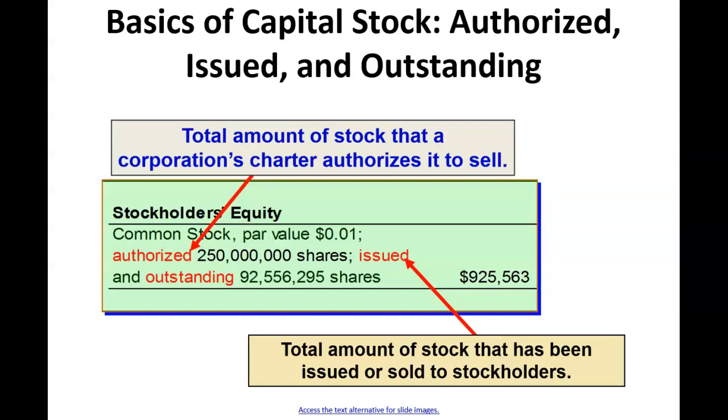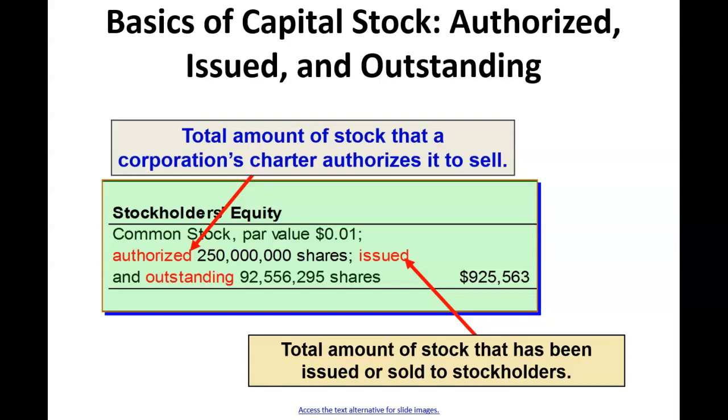No formal journal entry is required for stock authorization. A corporation must disclose the number of shares authorized either in the equity section of its balance sheet or in footnotes to the financial statements. In this example, the company is authorized by the Articles of Incorporation to issue 250 million shares of common stock, and has a total of 92,556,295 shares issued and outstanding.